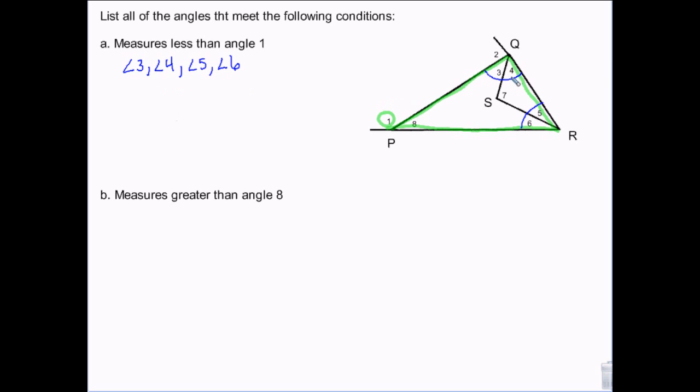I would list both because it's two separate angles. So I wouldn't add them together and say that was angle 7 or anything. So it's angle 3 and 4 together that's less than 1, so individually they're also going to be less. That's just like saying if you and I together had less money than, say, Patrick over there, individually, we would both still have less money.